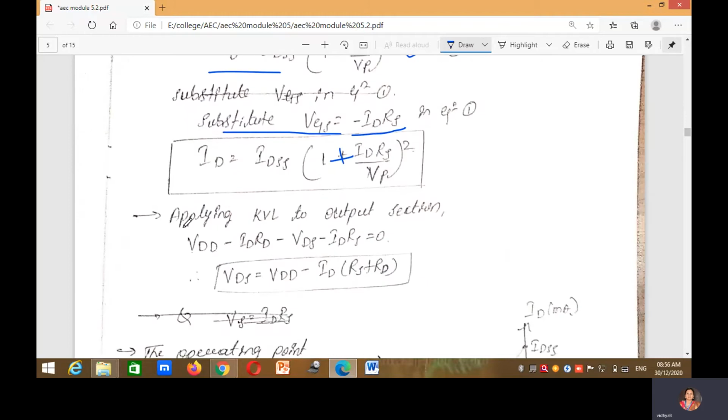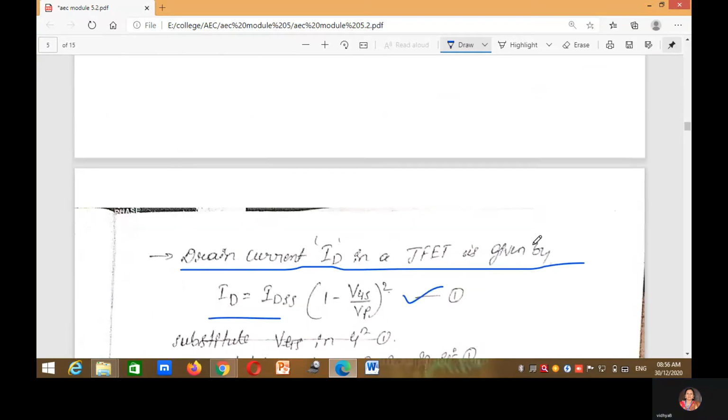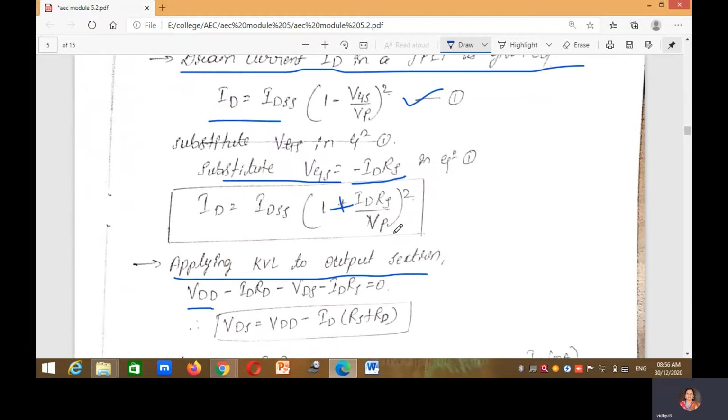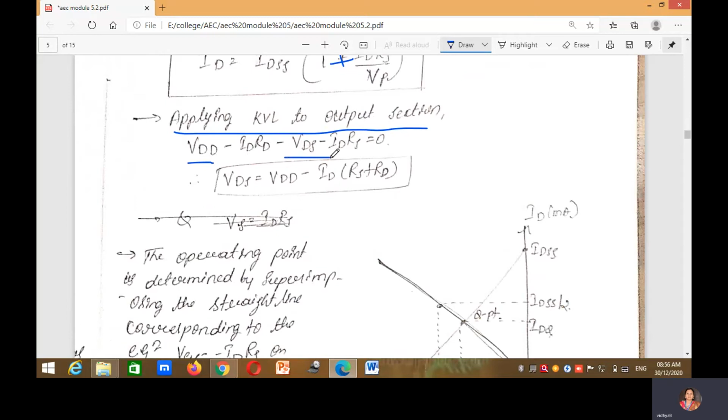Next, you apply KVL to the output section. When you apply KVL to the output section, what will you get? You can observe the figure here: VDD minus ID RD minus VDS minus ID RS is equal to 0. But what we want is the VDS equation. So VDS is equal to VDD minus ID, if you take ID common, then RS plus RD.